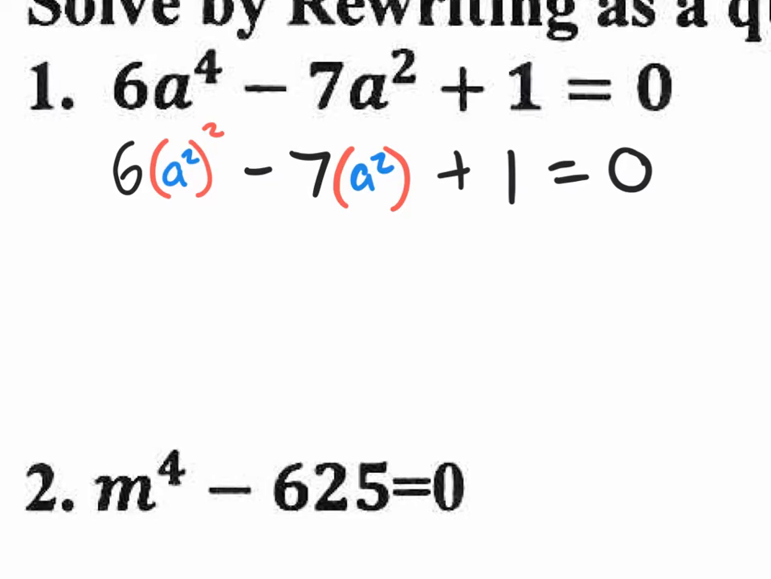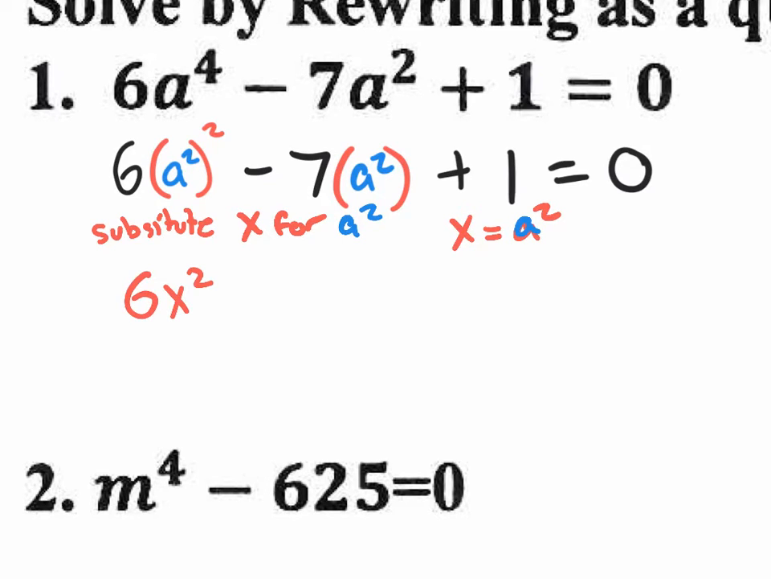You could imagine that. And if you're having a hard time imagining that, you could go ahead and actually substitute x for a squared, just to make it look nicer, right? So I'm actually going to take an x value and say that my x is going to be a squared, and I'm actually going to plug it in, okay? So when I plug it in, it'll be 6x squared minus 7x plus 1. Does that make sense, what I just did?